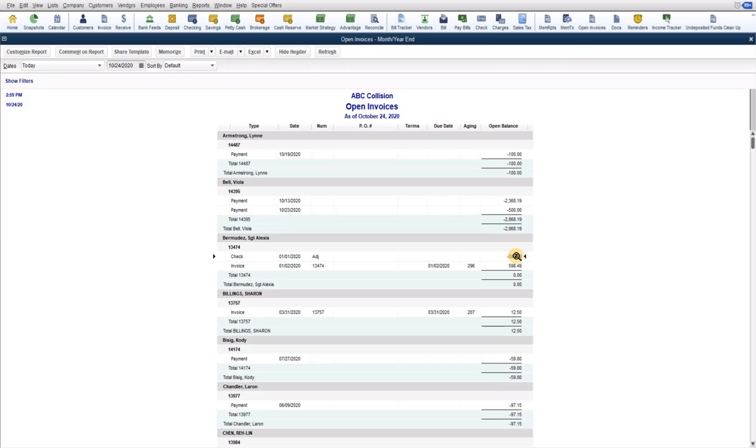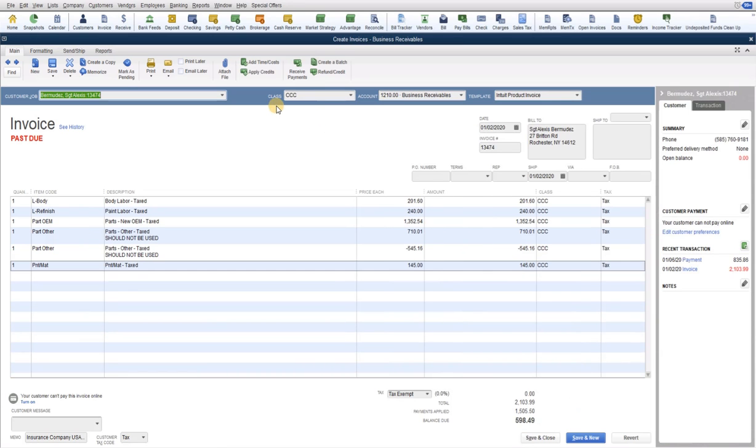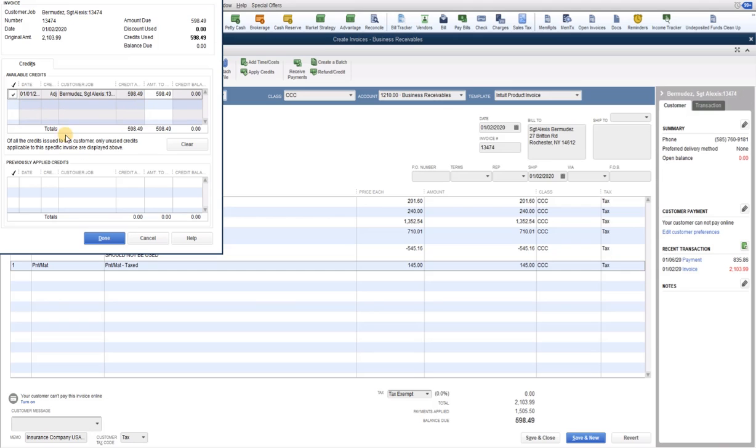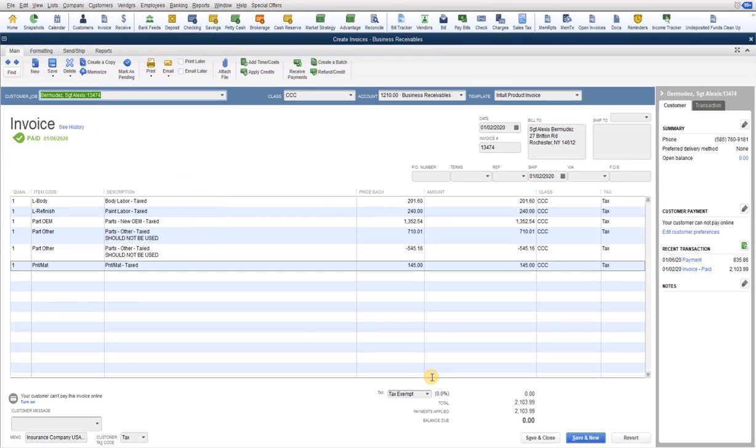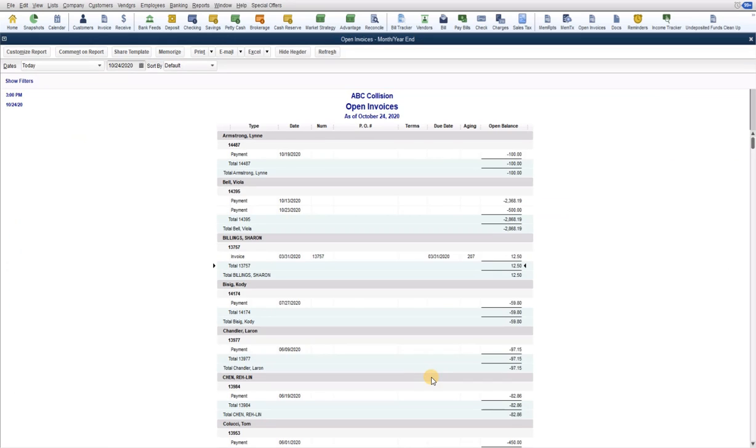Now, we knew how we did it when we did a payment. We just double click the payment and check the checkbox. If it's just an invoice, you click on the invoice, open it up, and then you go up to apply credits. And now that credit is going to be there. We hit done. We hit Alt A for save and close, and now that is gone.